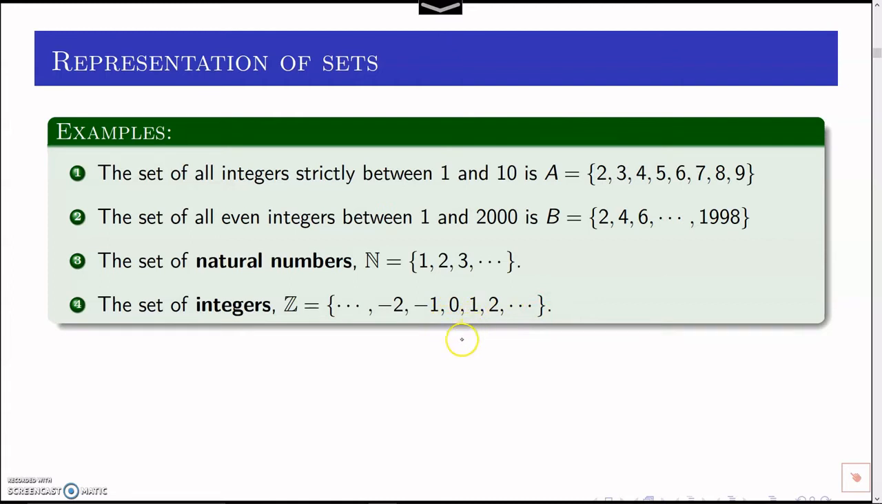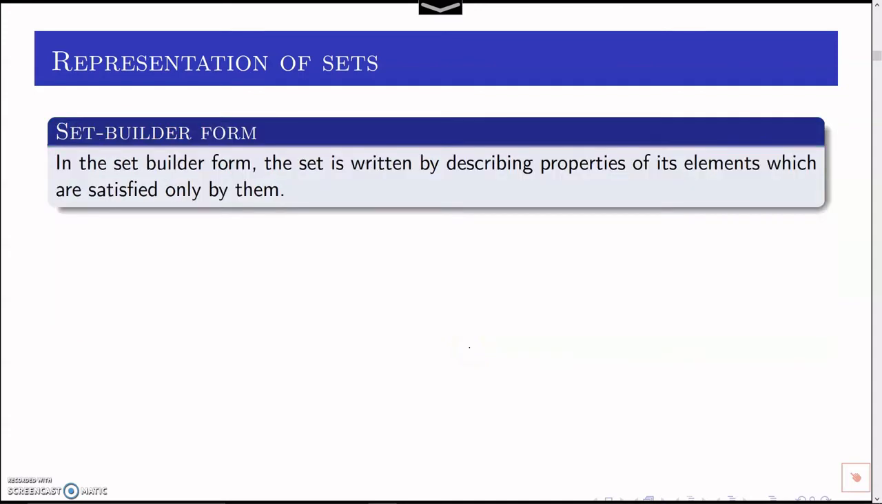So this way of representing sets is called roster form, or sometimes also called tabular form. All right, set builder form. In set builder form, the set is written by describing properties of its elements which are satisfied only by those elements. So in set builder form, we don't explicitly write the elements in the set. What we do is look for a common property which all the elements of the set have, and we write the set using that particular property.